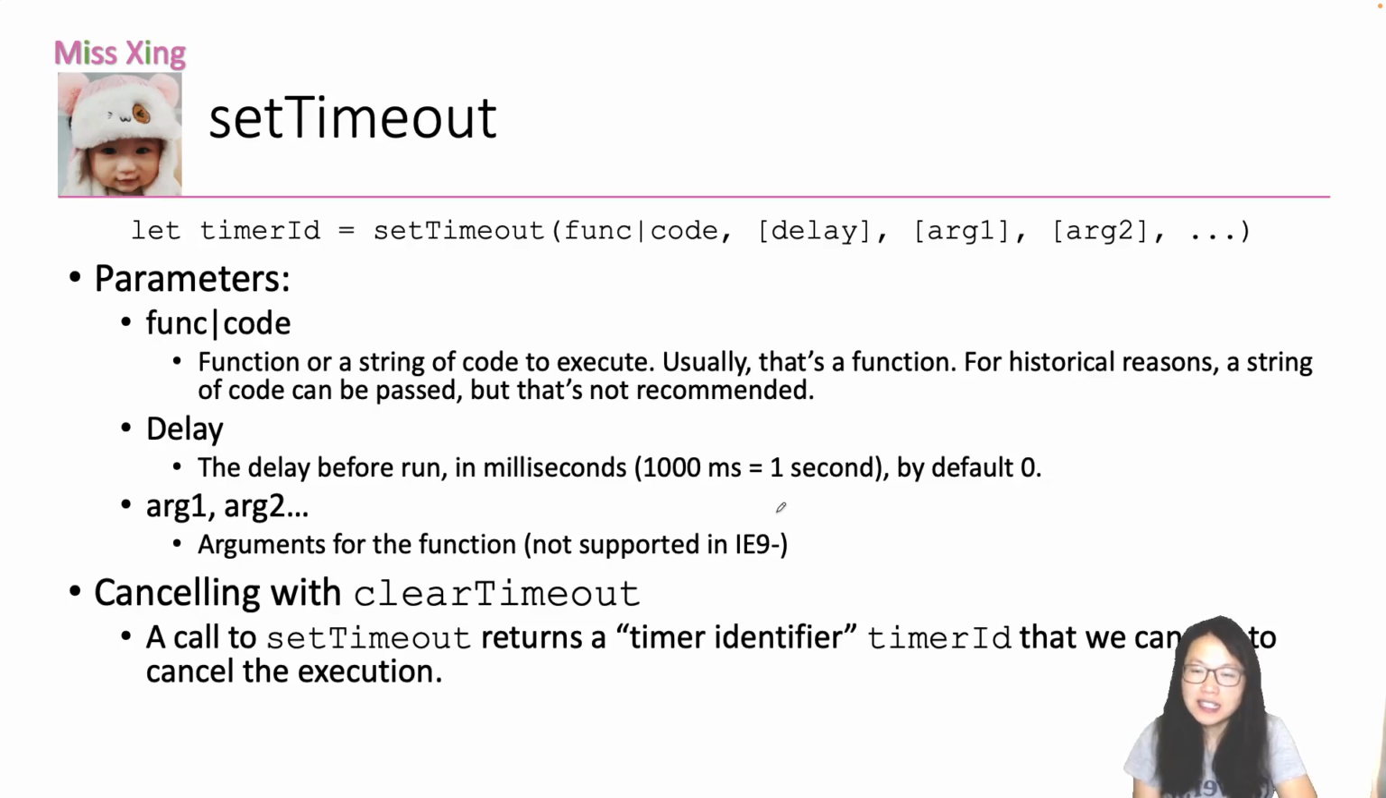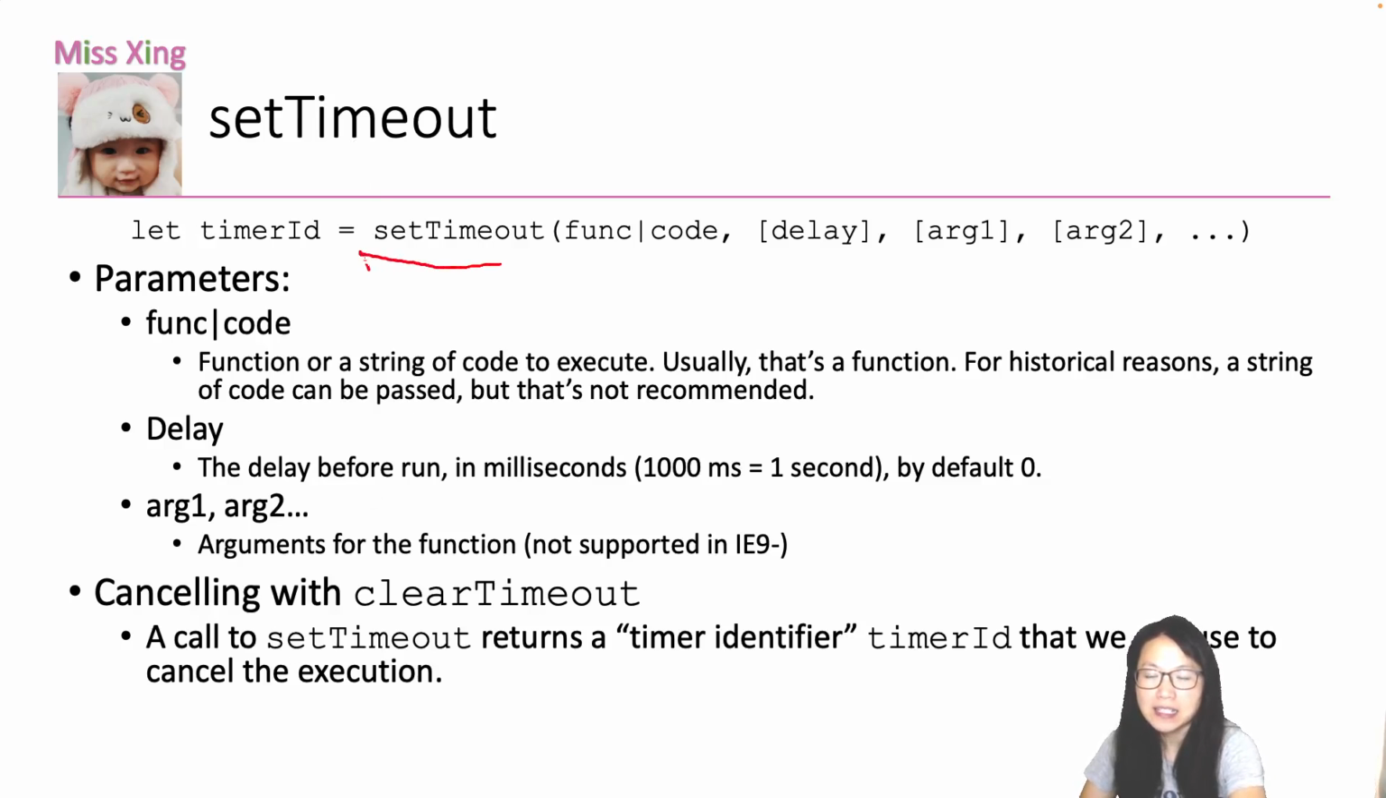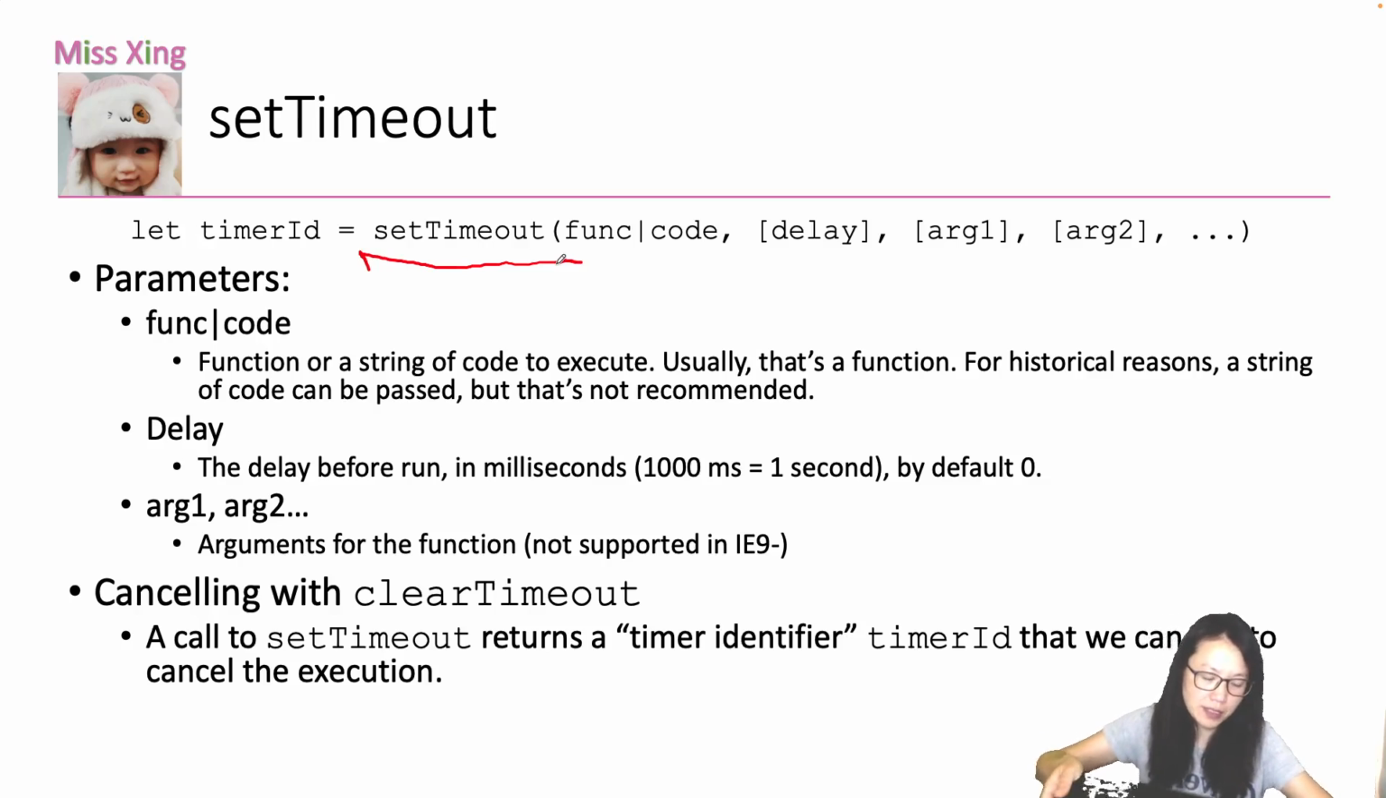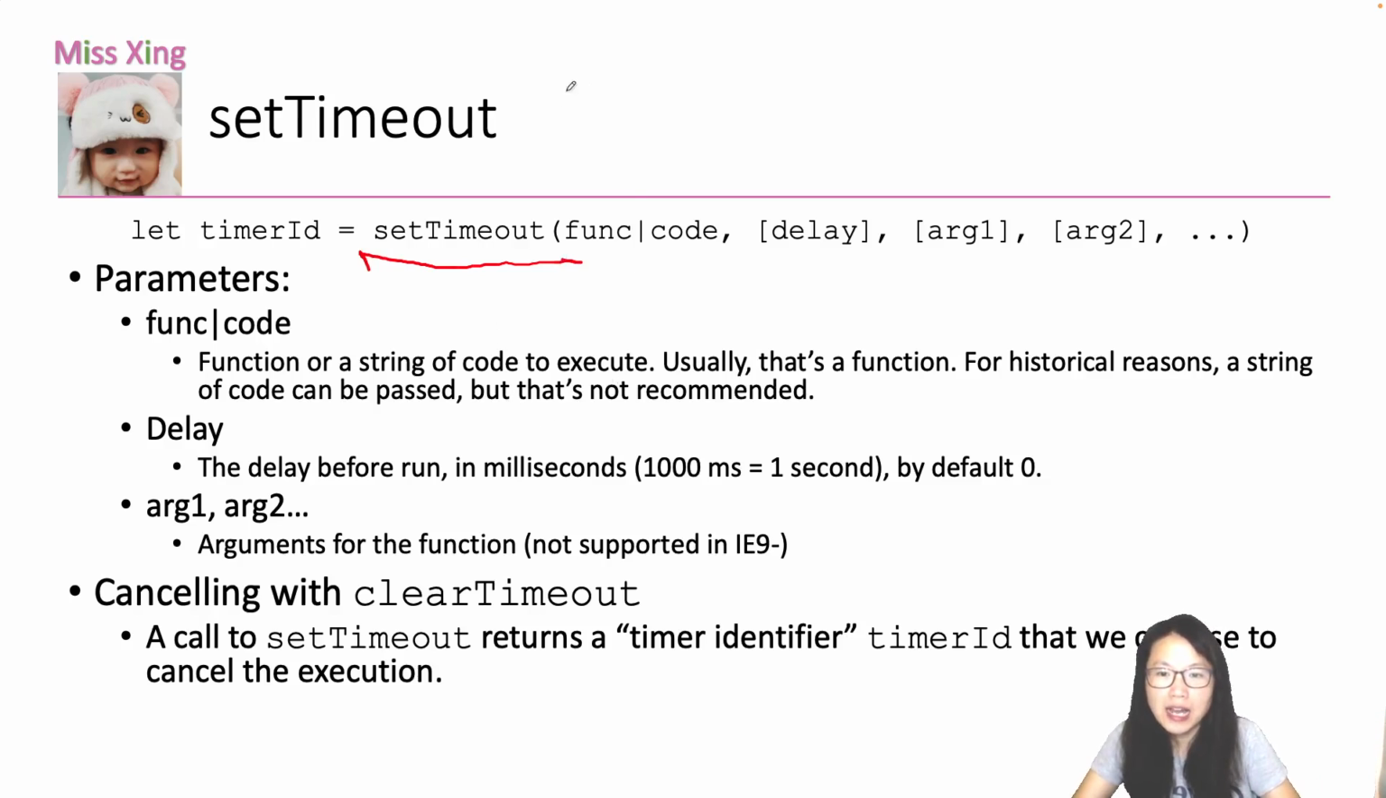So first, let's take a look at the syntax of setTimeout. setTimeout is a global API, and it's a method inside the window. Let me put this one here. The first argument is a function or a piece of code. You can actually give a string, but normally we don't use that, so I won't introduce it. We just give a function reference here.